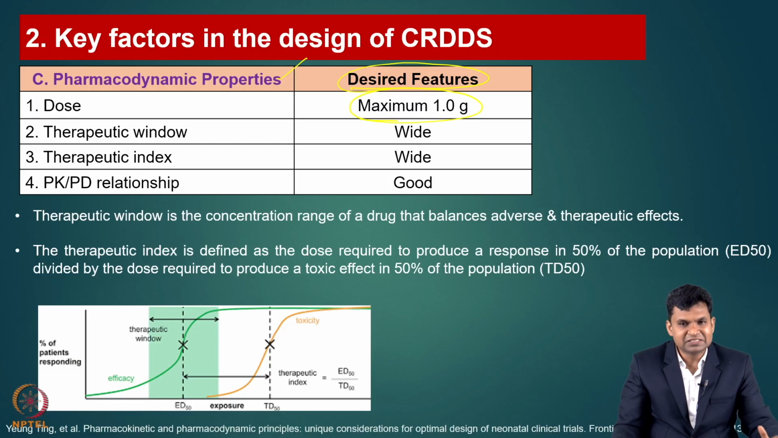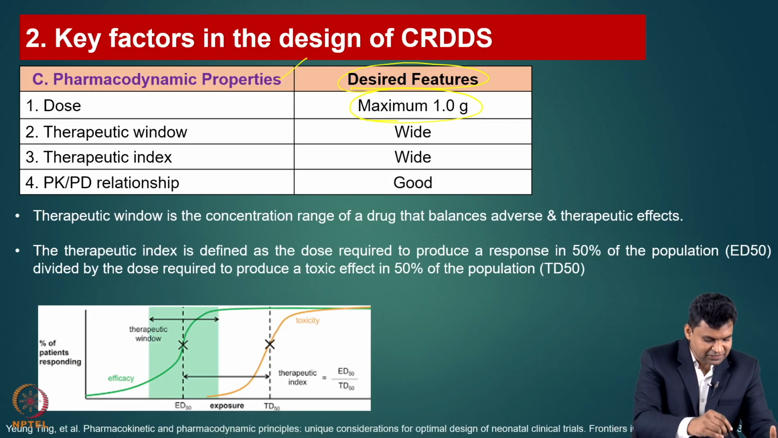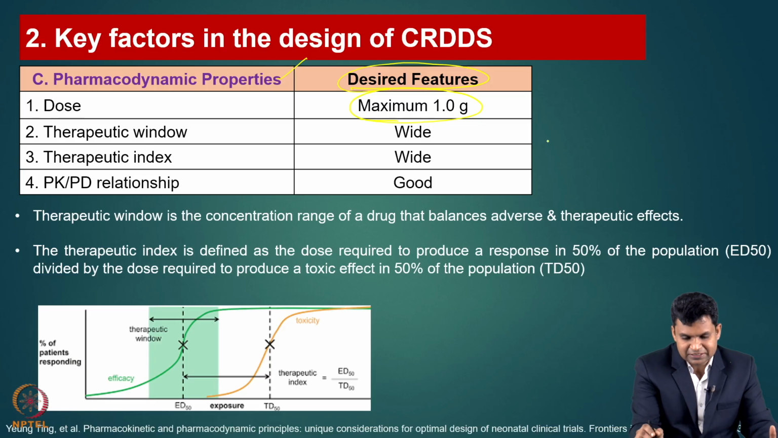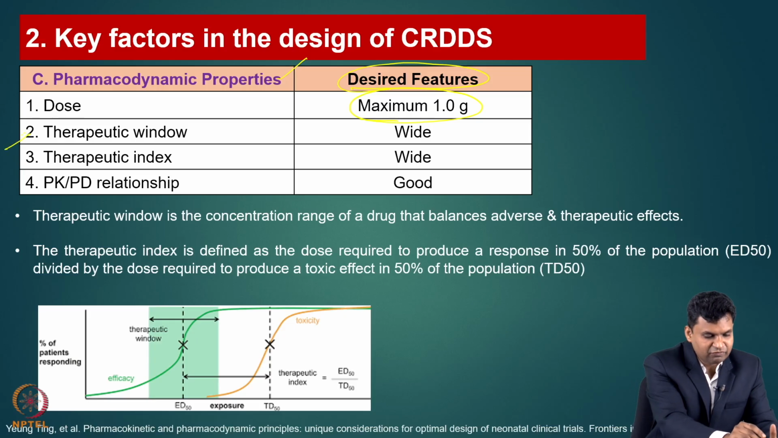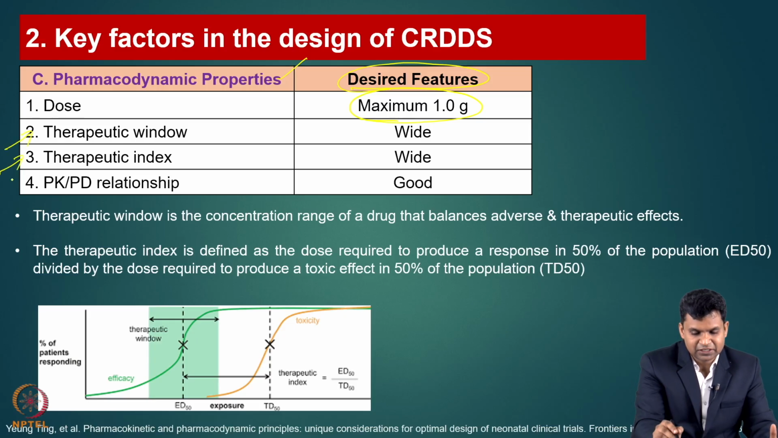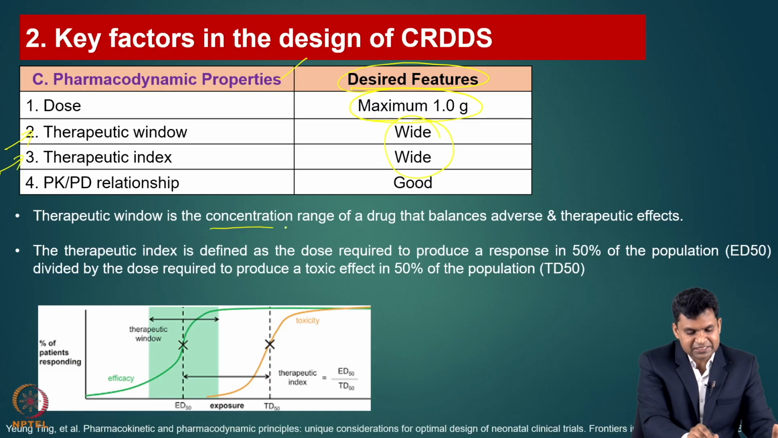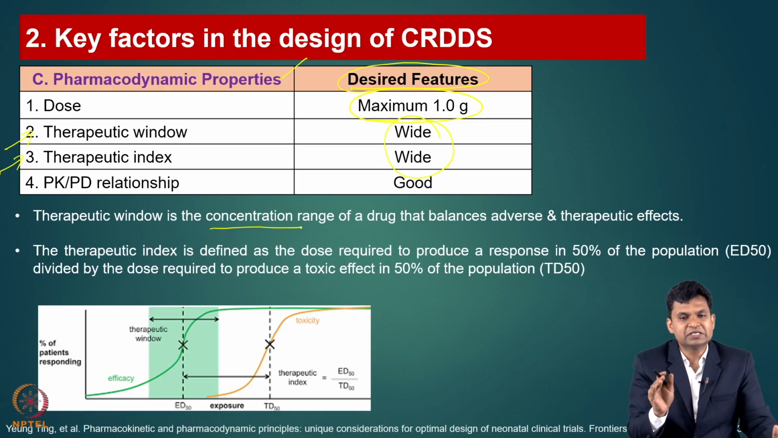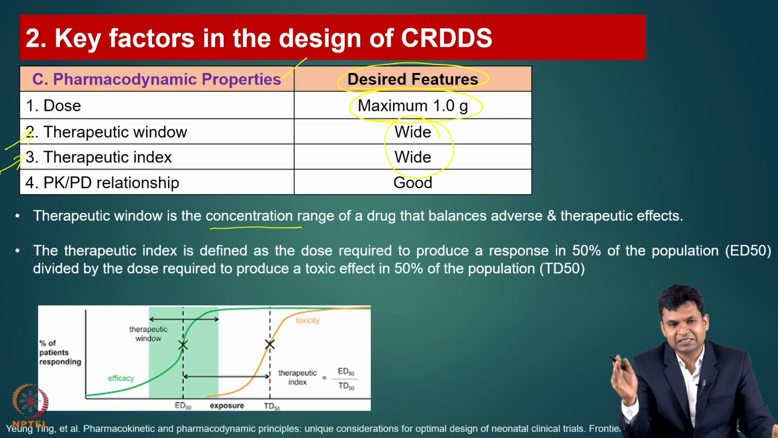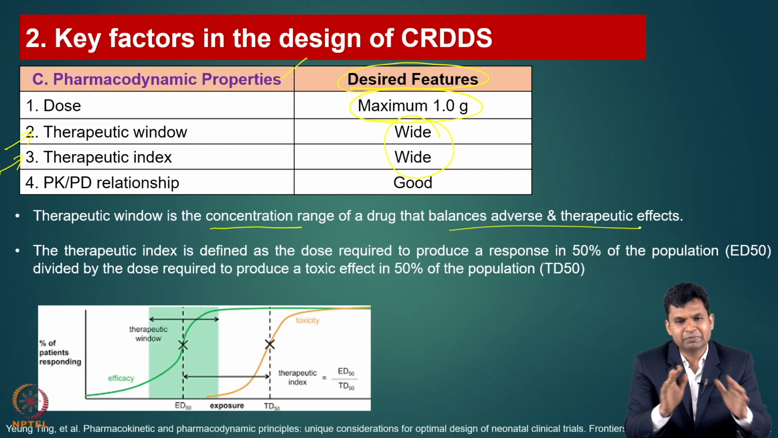And here we will see some of the important parameters, that is the therapeutic window and the therapeutic index, that should be very wide for a control release drug delivery system. So, as we know the definition, here I have mentioned for understanding, therapeutic window is the concentration range of the drug that balances adverse and therapeutic effects, right. That should be wider, maximum.